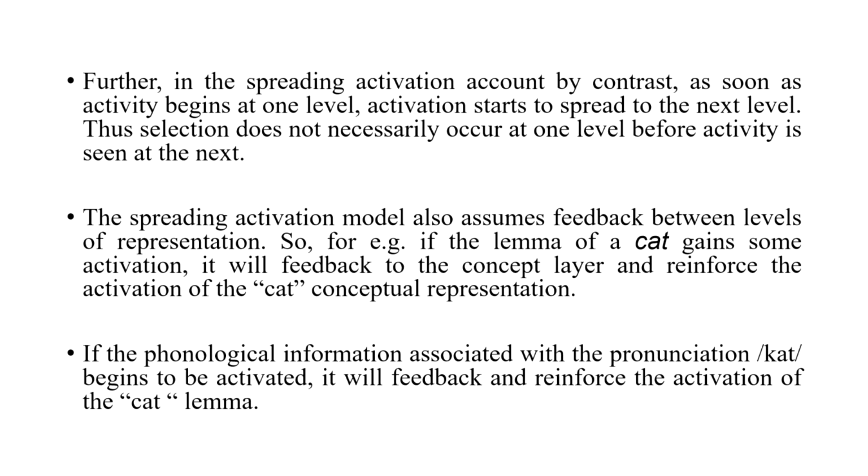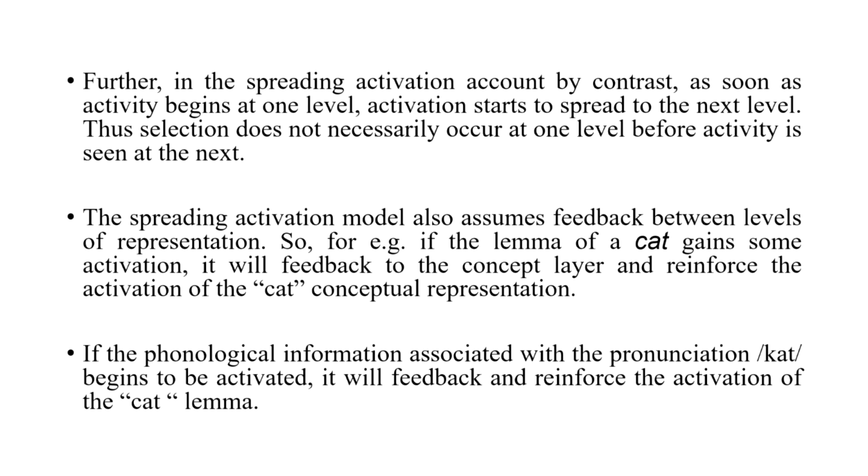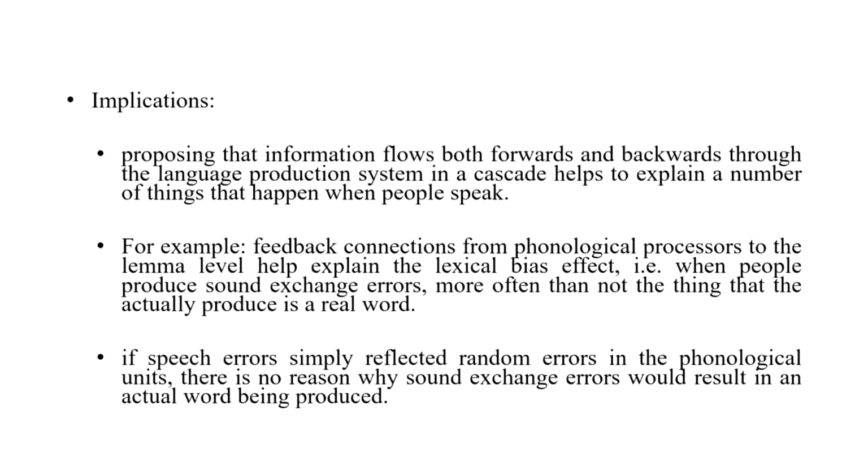Now, in this model, if you want to explain how semantic substitution happens, it could be explained that if the lemma of a cat gains some activation by seeing a picture, it will feed back to the concept layer and reinforce the activation of a cat's conceptual representation. If phonological information associated with the pronunciation cat begins to be activated, it will feed back and reinforce the activation of the cat lemma, which will again feed back and strengthen the activation of the cat concept. So, this explains why errors of semantic substitution are so few and rarely happen.